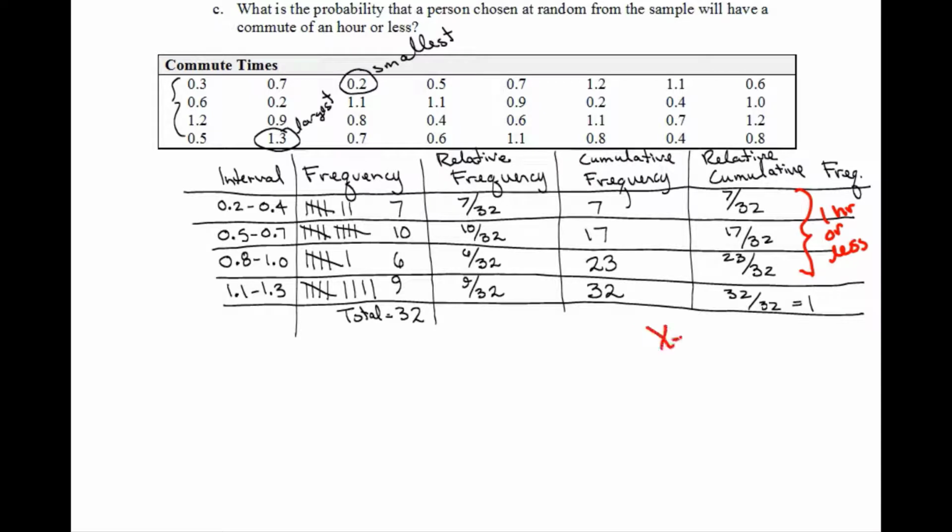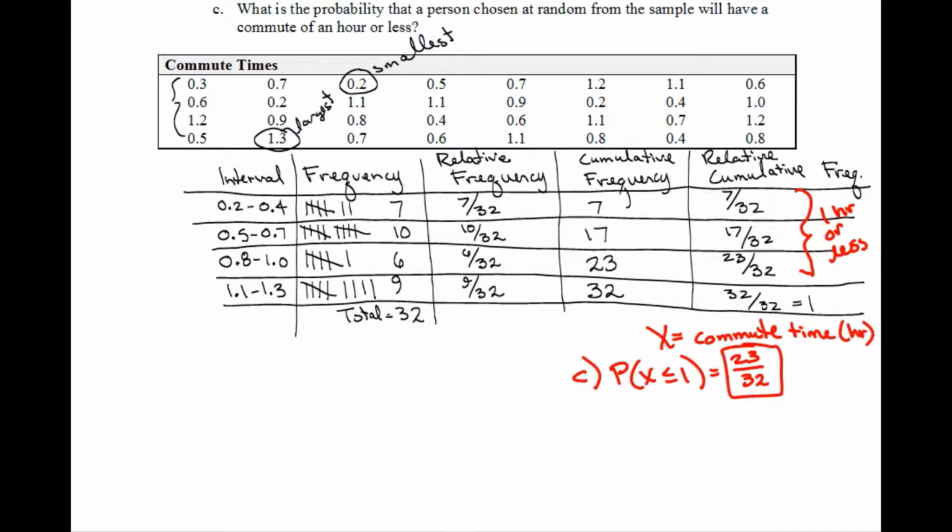If we let x be the commute time in hours, then we can talk about the probability that x is less than or equal to 1 hour, and that's going to be 23 over 32. We already have the relative cumulative frequency written down, so we can just take it right off of our table. If you had not already done that, you could just add the frequency 7 plus 10 plus 6, divide by the total, which is 32, and you're going to have it. So this is the answer to part C.